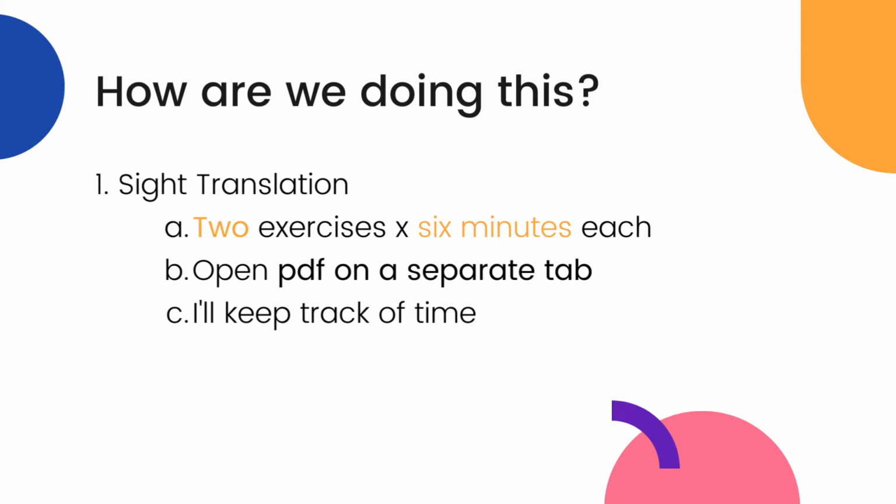Okay, now let me explain how we will do this. We will start with the two sight translations. For that, you will need to open the PDF on a separate tab. I will tell you the page number where you need to be, and I will be keeping track of time. To mimic the real exam, you'll have 6 minutes total to read for comprehension, process, and render your sight translation.